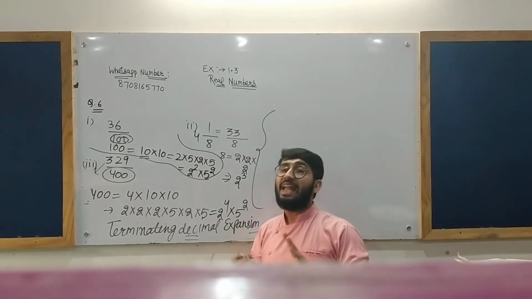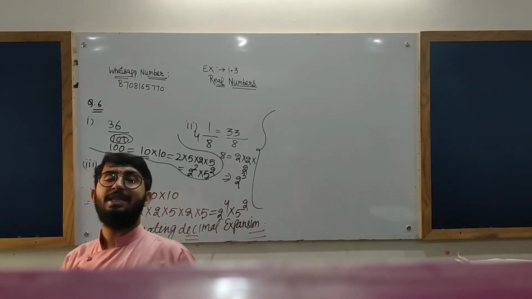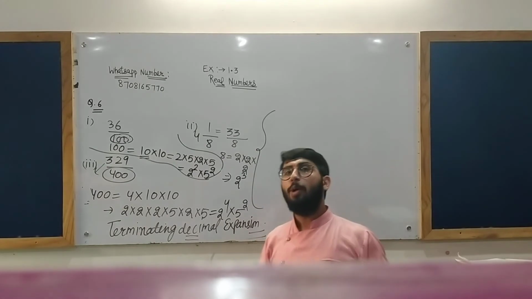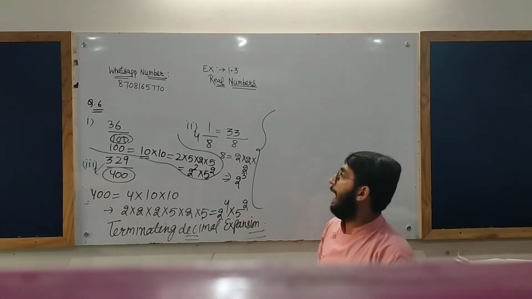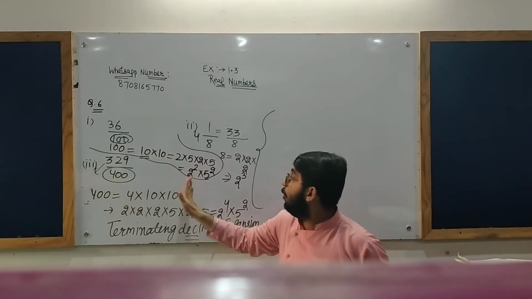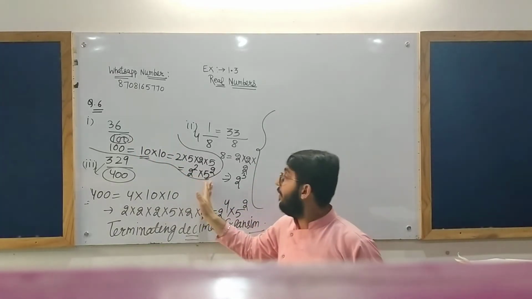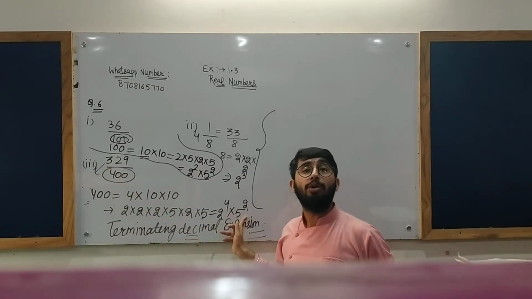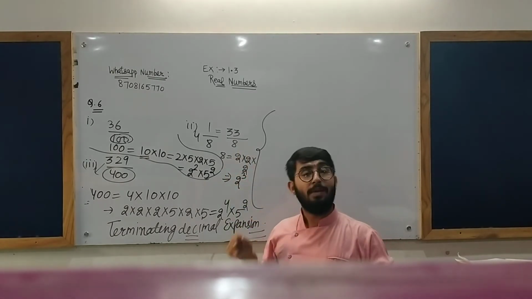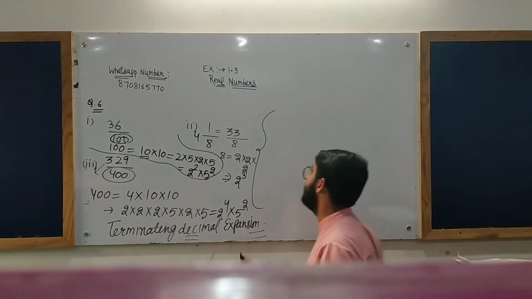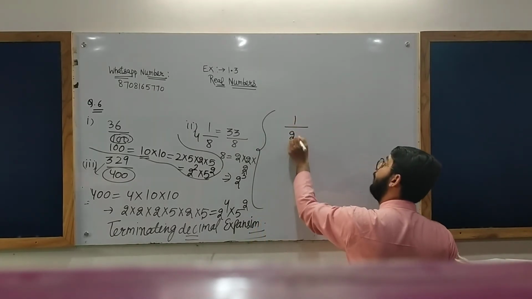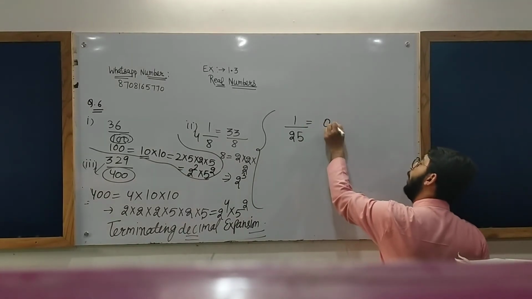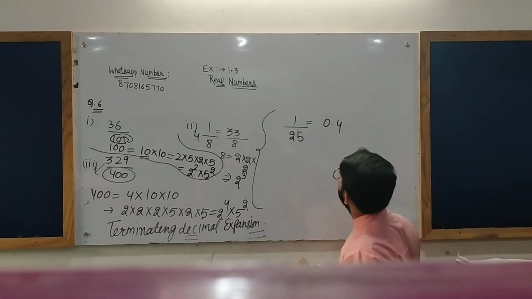We observe that if the rational number has a terminating decimal expansion, then the denominator must contain either 2 or 5 or both. The first rational number contains both 2 and 5 as prime factors, and 329 by 400 contains both 2 and 5, but 33 by 8 contains only 2. Some other numbers contain only 5, like 1 by 25. If you divide 1 by 25, you will get 0.04.